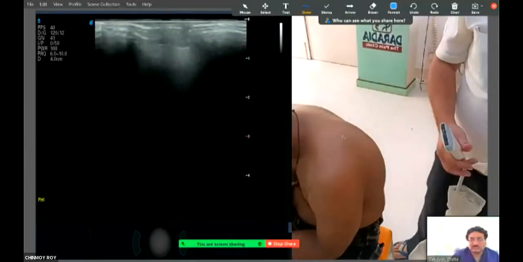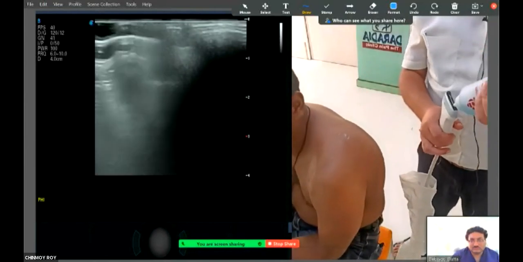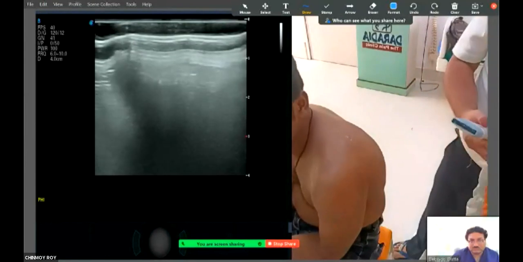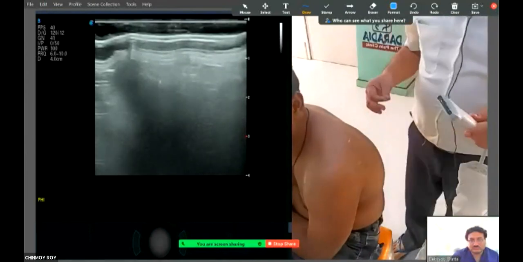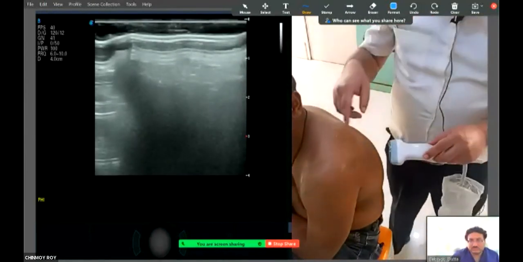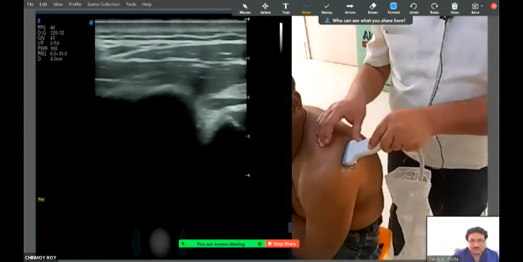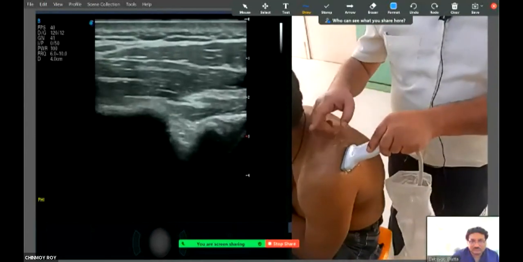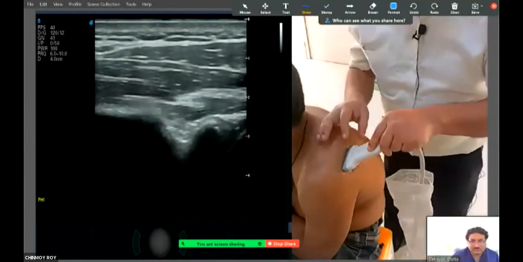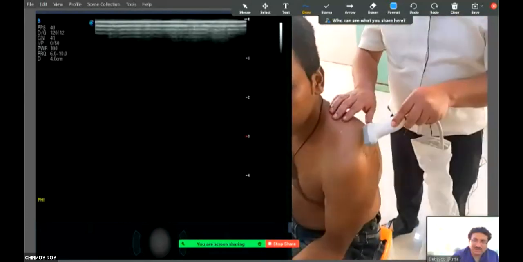As I showed you, the spinoglenoid notch is the continuation of the supraspinatus fossa into the infraspinous area. If I go just above the spine, I have to see the supraspinatus fossa also. So this is the spinoglenoid notch. If I go from here to here, can you see?